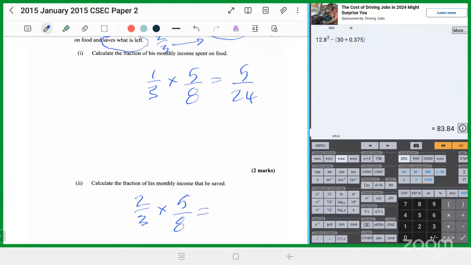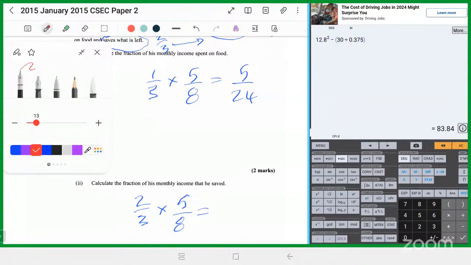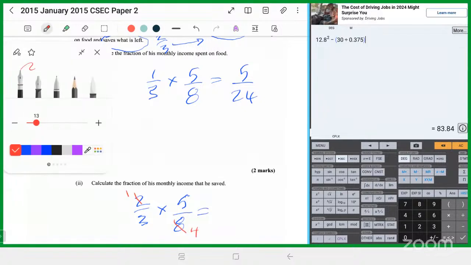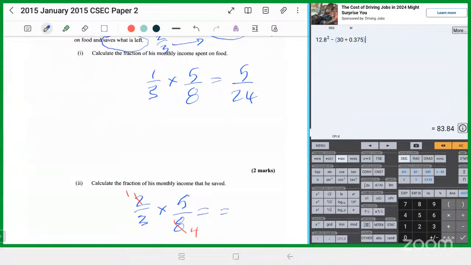Simple as that. That's 10. This can be simplified. 2 into this 1 time, 2 into this 4. Then it becomes equal to 1 times 5 is 5. 5 over 12.